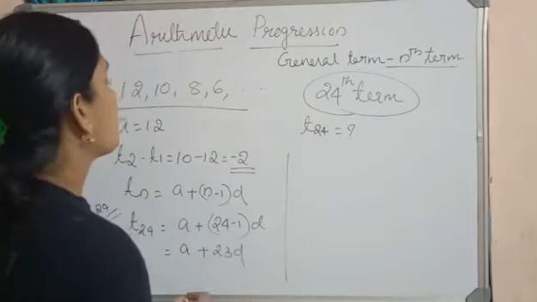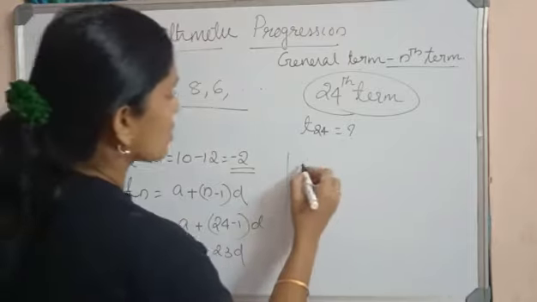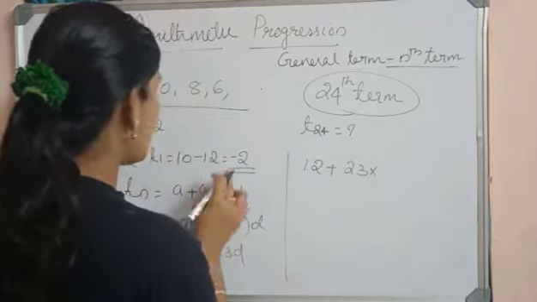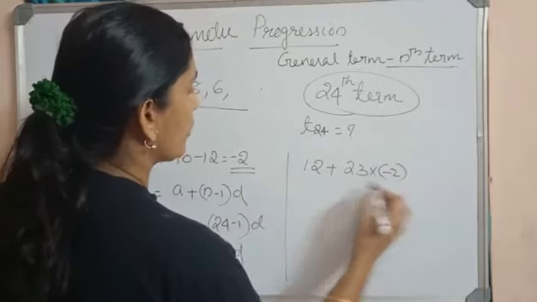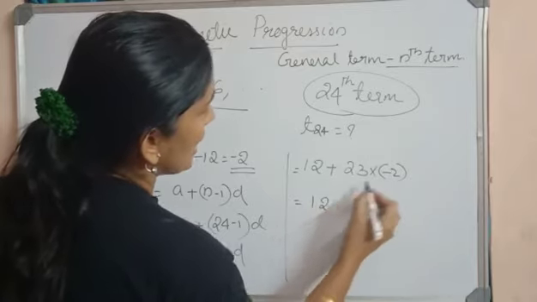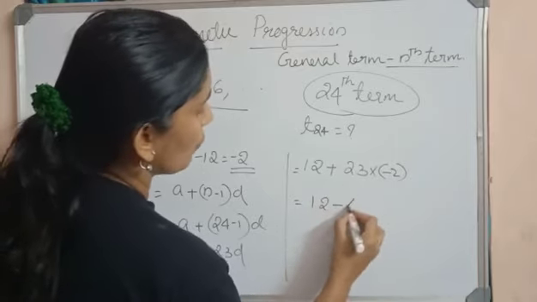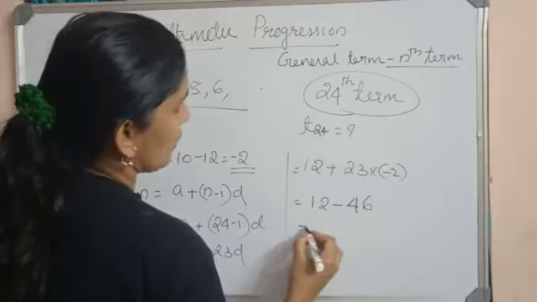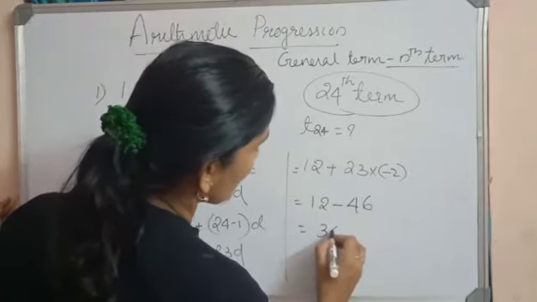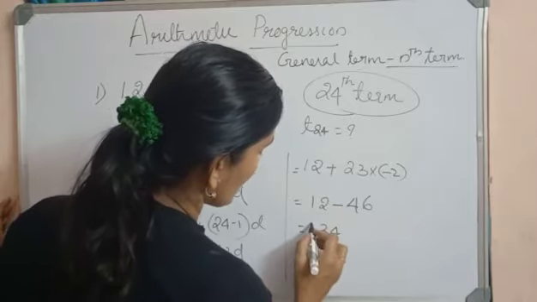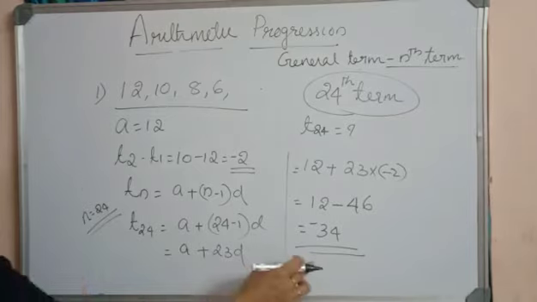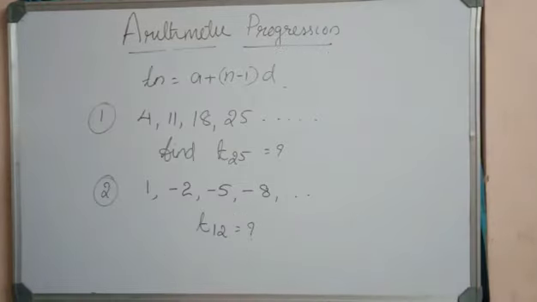When you substitute the values, we get A is 12, plus 23 into D, D is minus 2. So that's equal to 12 plus 23 into minus 2, which is 12 minus 46. When you are subtracting, 46 minus 12 is 34, and the greater number is 46. Therefore, give the sign of the greater number. This will be minus 34, and this is your 24th term.